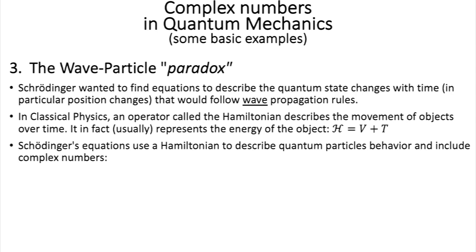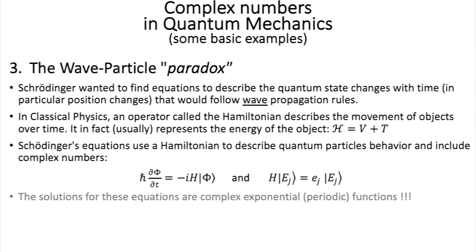Now, Schrödinger's equations use a Hamiltonian too, to describe quantum particles' behavior. And they include complex numbers, like this. And the proof of this equation and their solutions will be in our next video. But just to give you a spoiler, these solutions are actually complex exponentials, which means they are periodic functions.